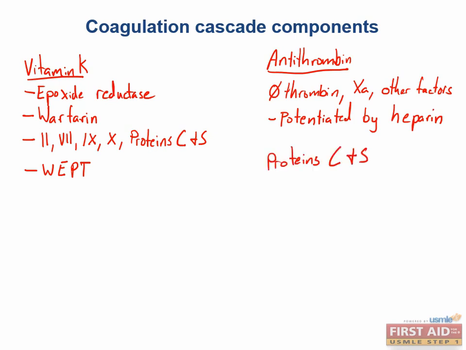Proteins C and S work together to cleave and inactivate factors 5A and 8A. Notice that these are the same cofactors that are also activated by thrombin. By cleaving these factors, with proteins C and S, the body is unable to convert 10 to 10A and 2 to 2A, which effectively halts coagulation in the common pathway.